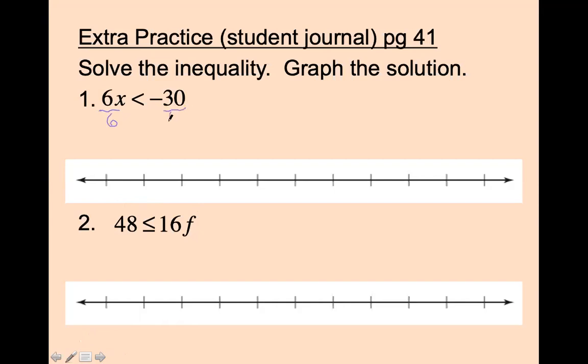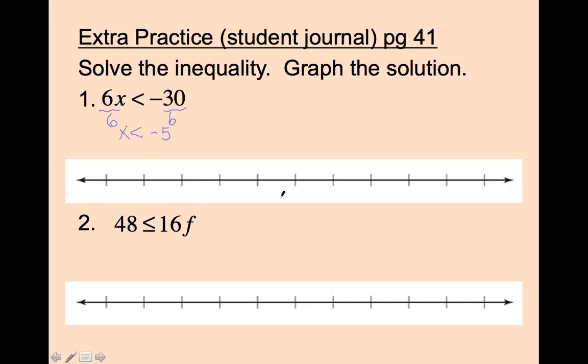All right. And 6 divided by 6 is 1, so we get x is less than. And -30 divided by 6 is -5. Notice we divided by a positive number, so we didn't need to worry about changing the inequality. And now we're just the same kind of problem we were doing all of last week.